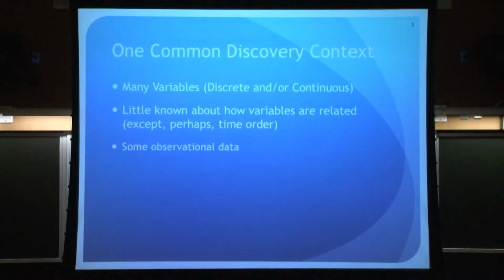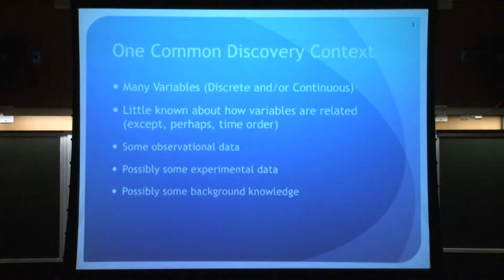So one common discovery context is that we have a lot of variables, and it may be a mixture of discrete and continuous variables. There's not a lot known about how the variables are related, although you might know time order. And you've got some observational data, and maybe you have some experimental data, and you possibly have a little bit of background knowledge.